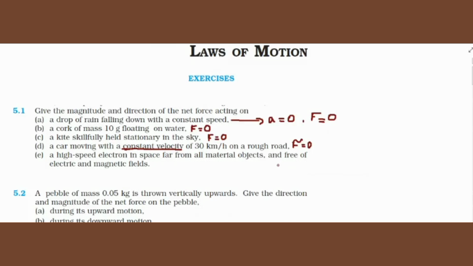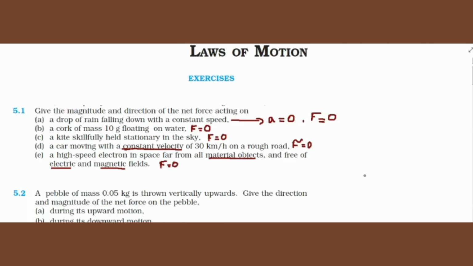Then a high-speed electron in space, far from all material objects, free from electric field and magnetic field. Far from all material objects means no gravitational force, no electrostatic force, no magnetic force. So net force is equal to zero.